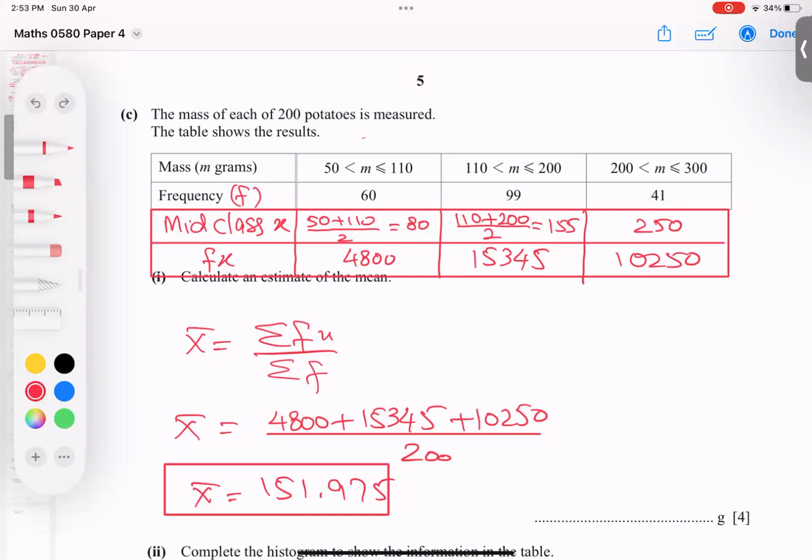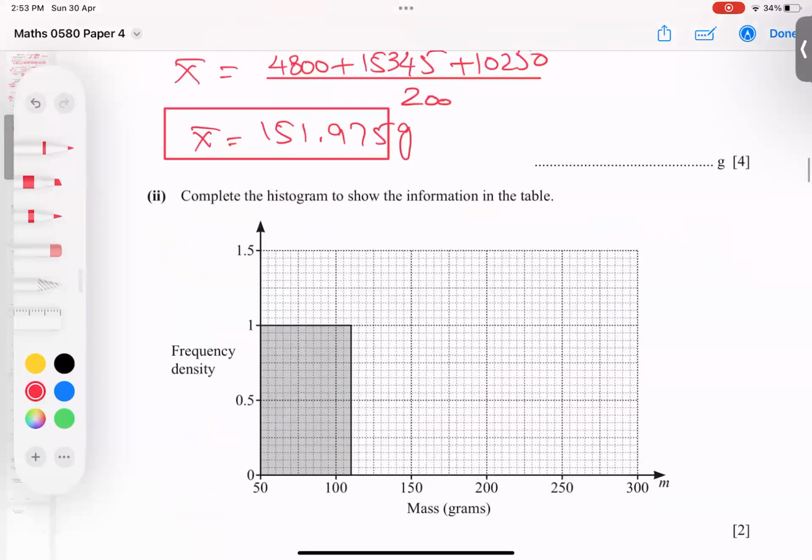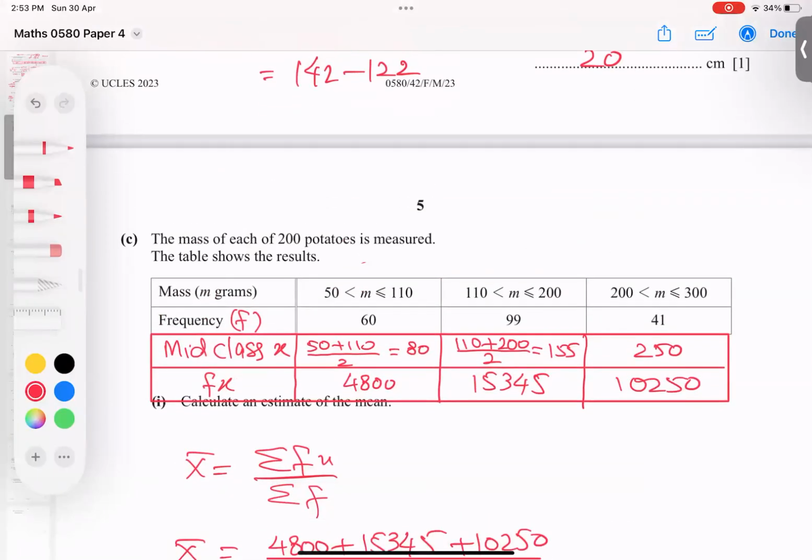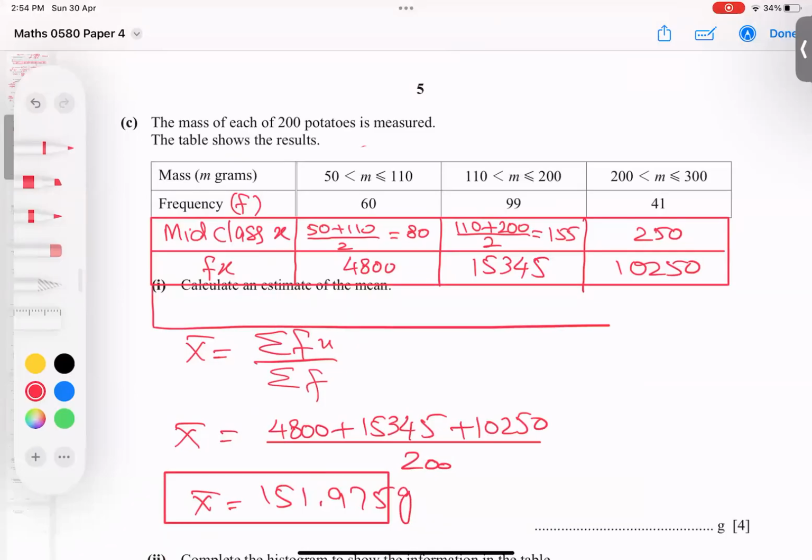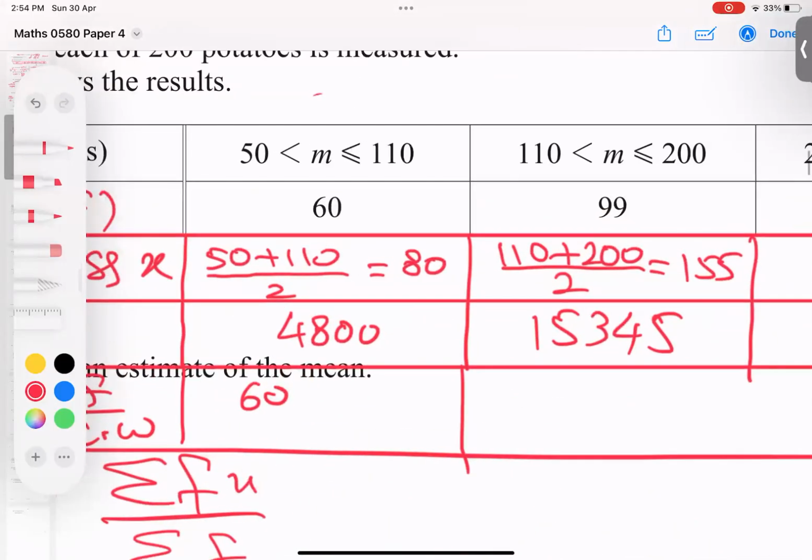And mass, grams. Now he's asking for a histogram. For a histogram, we have a formula. What is the formula? I'm writing it here. The formula is frequency density equals frequency divided by class width. What is the frequency here? 60. And the question comes to your mind, what is the class width? The difference of these numbers. Don't say add them and divide by 2, that's wrong. Just subtract them. So 110 minus 50. I got 60 divided by 60, answer 1.